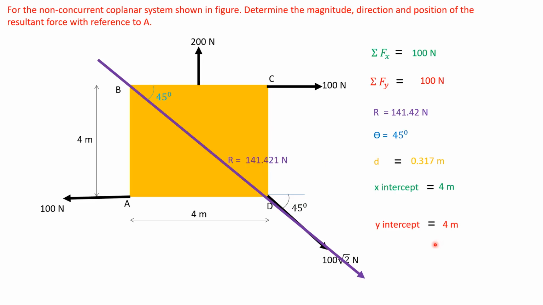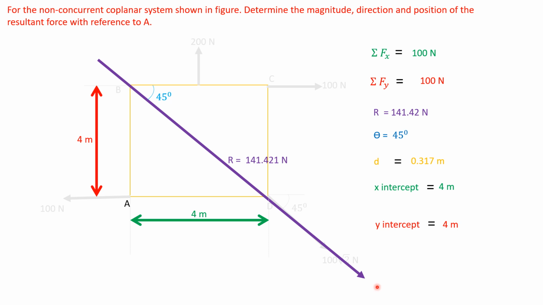So what we got is the summation Fx value, summation Fy value, resultant value, resultant direction, and the perpendicular distance of the resultant with respect to point A, and the x-intercept and y-intercept with respect to point A. So we have the resultant value, resultant direction, x-intercept, and y-intercept.